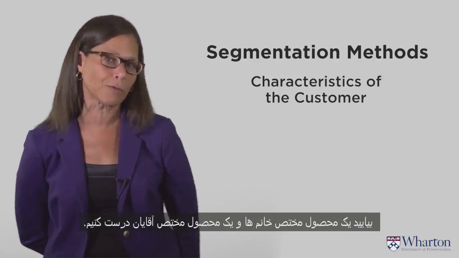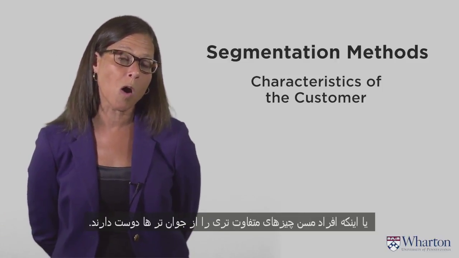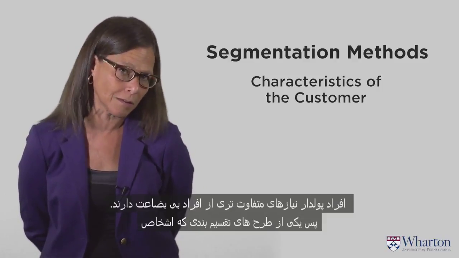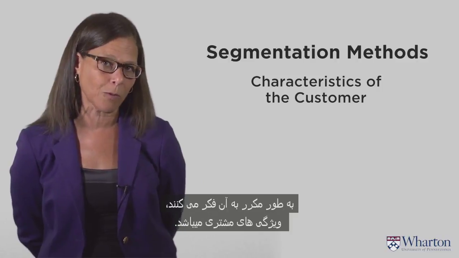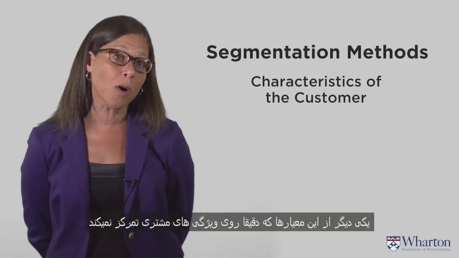So intuitively, you might think about demographics. Well, men and women like different things, so let's make a female product and a male product. Or old people like things that are different than young people, or rich people have different needs than poor people. So one of the segmentation schemes that people frequently think about are characteristics of the customer.